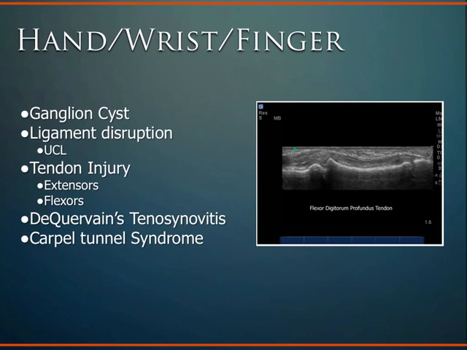Tendon injuries, whether it's your extensor or flexor tendons, de Quervain's tenosynovitis, a very, very common complaint in the clinic. Again, it can be very easily visualized. I'll show some images of that. And then carpal tunnel is an area that ultrasound is being used for a lot, not only for imaging, but for ultrasound guidance for injections of the carpal tunnel.